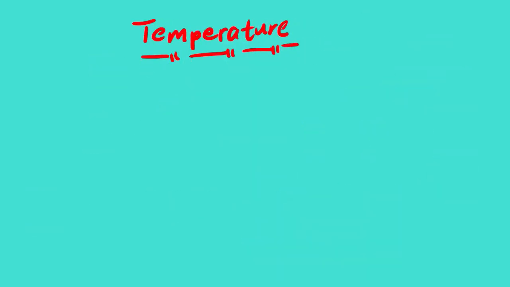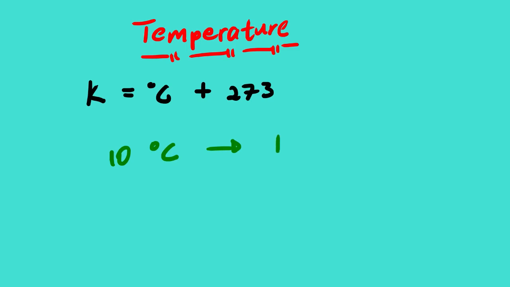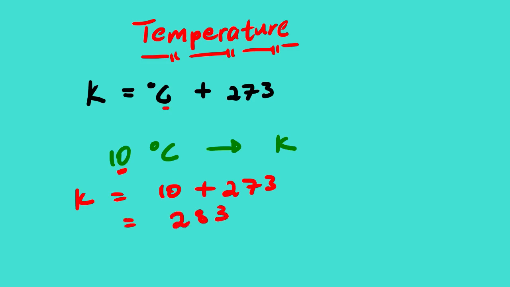Let's start with conversion factors for temperature. The equation to convert from degrees Celsius to Kelvin is given by this equation. Let's say, for example, we want to convert 10 degrees Celsius to Kelvin. We simply take this equation: K equals, where we see degrees Celsius, we put 10 plus 273. We get 283 Kelvin. That will be the new temperature.